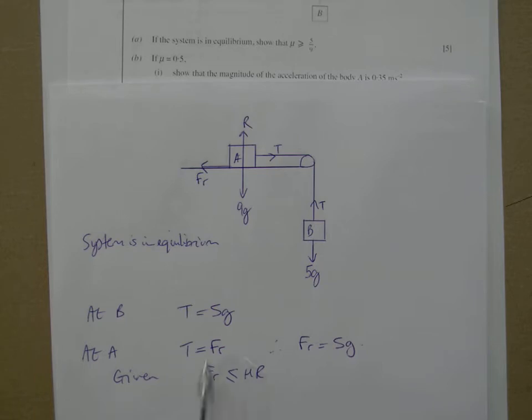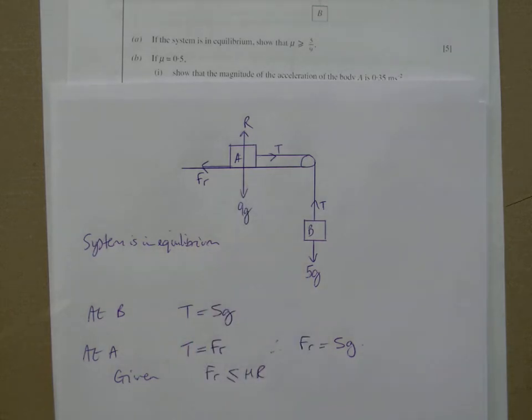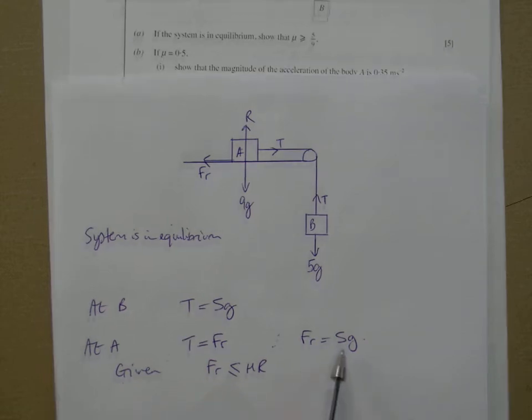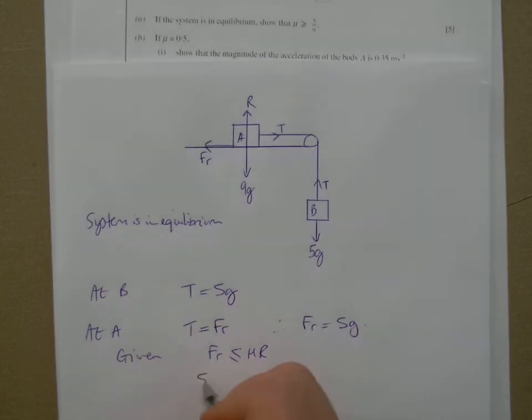But the general value for it is always going to be less than or equal to mu R. It doesn't have to equal its maximum possible friction value. It really does depend on what sort of force is opposing it. So because it's in equilibrium, we know that's true. So all you've got to do then is put your 5G in here for friction.